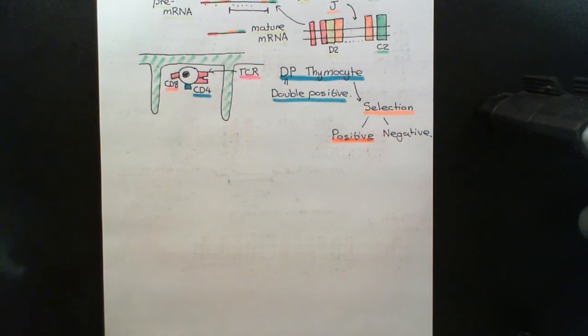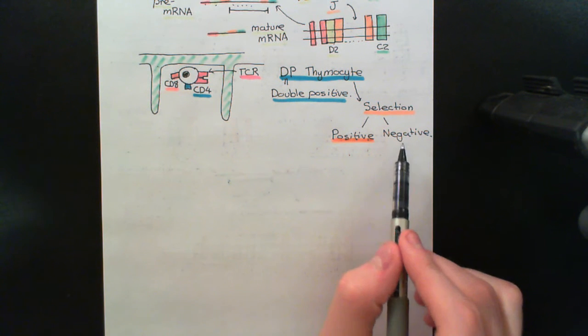Right, so positive selection is all about making sure that it actually is capable of binding to one of the MHC complexes, because if it isn't, we might as well quit now. We might as well get rid of that double positive thymocyte because it's not going to serve any function at all. So we want to check that the T cell receptor on this double positive thymocyte is actually capable of binding to an MHC complex of either the type 1 or the type 2.